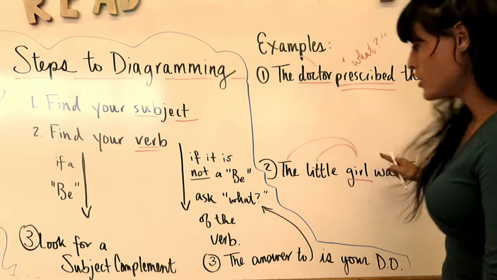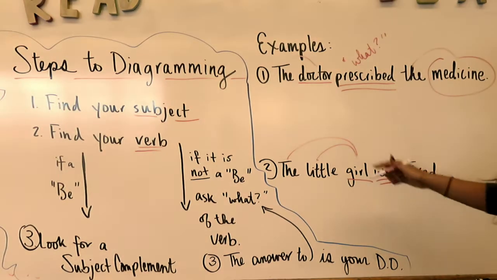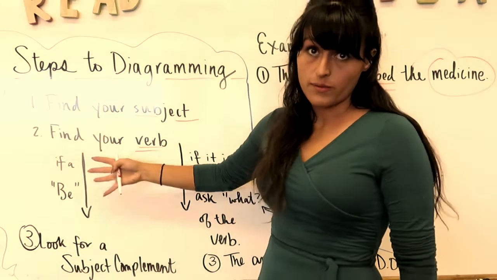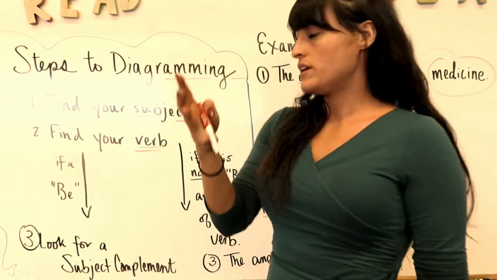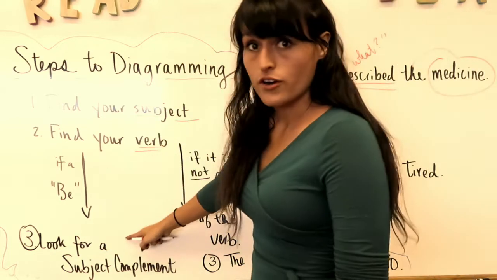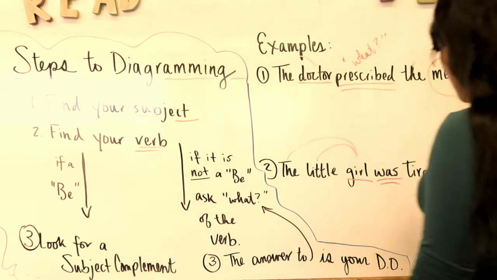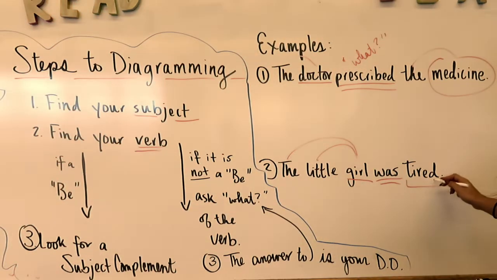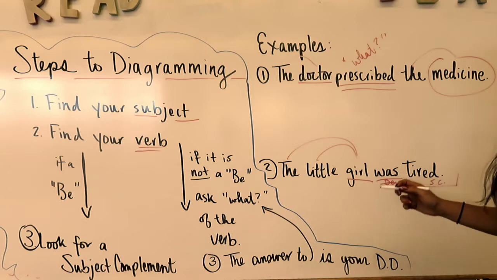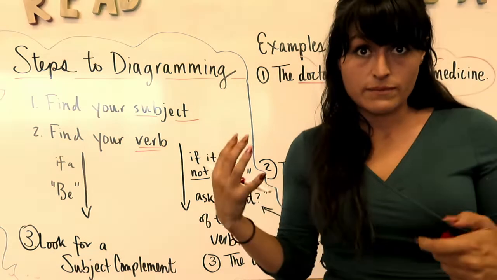So what is my verb here? Was. Ask yourself, is it a be verb? The answer is yes, it is a be verb. Therefore, if it's a be verb, you look for a subject complement. What is renaming the little girl? She is tired. This is my subject complement. I always put the word be in here to remind myself to look for subject complements, and that's left over. Now let's diagram. That was symbolizing.